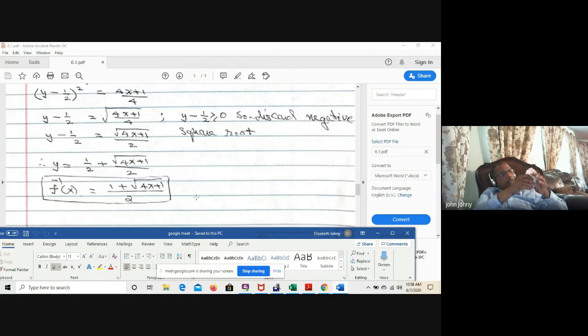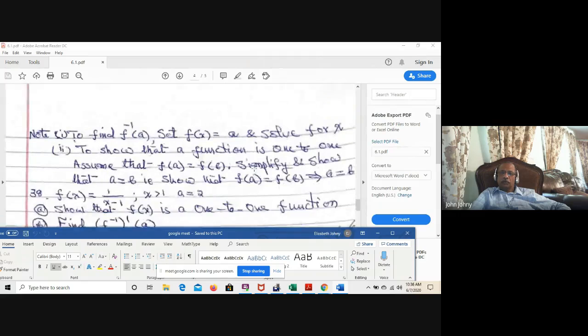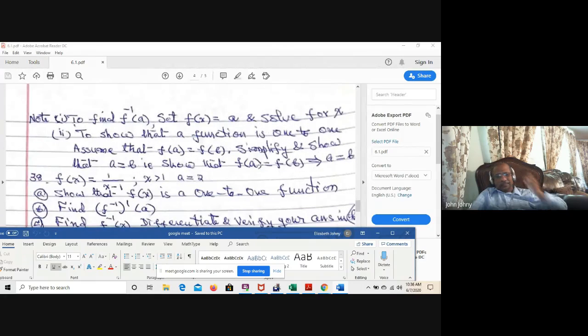So that is how you find the inverse of a function. Second page, now you have to note, because these problems are not really easy. They are of the first kind of problem that you are going to come across. So pay attention. I have written two notes here. To find f inverse of a, there are several ways. Set f(x) is equal to a and solve for x. That is one way to find f inverse of a.